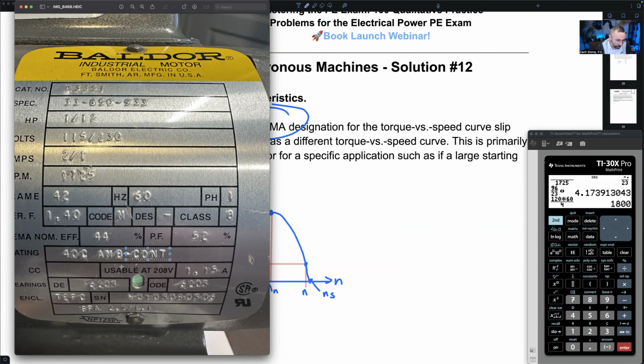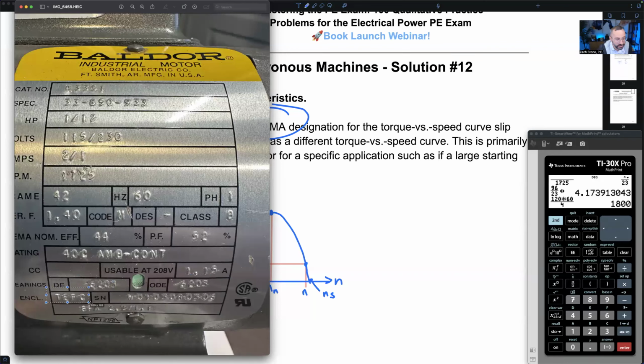CC, I'm not sure, but that's blank. Look, it says usable at 208. Look at that. So if I run it at 208 single phase instead of 120 or 240, it's going to draw more amps, 1.15. Bearing designation 6203. I'd never rewind a motor this small. I'm just going to throw it out. ODE, I've got no clue what that is.